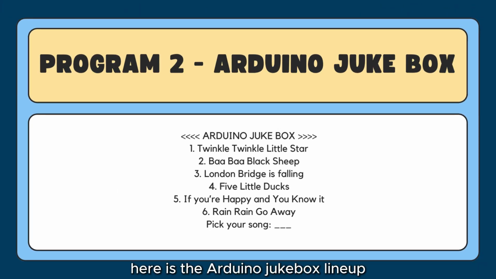Here is the Arduino Jukebox lineup. 1. Twinkle Twinkle Little Star. 2. Ba Ba Black Sheep. 3. London Bridge is Falling. 4. Five Little Ducks. 5. If You're Happy and You Know It. 6. Rain Rain Go Away. Then an input to pick a song.